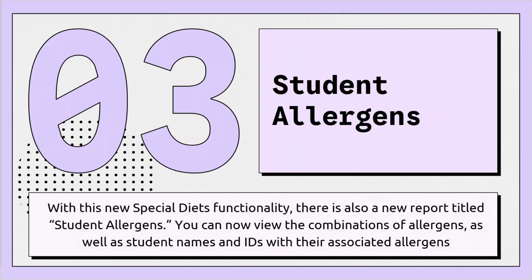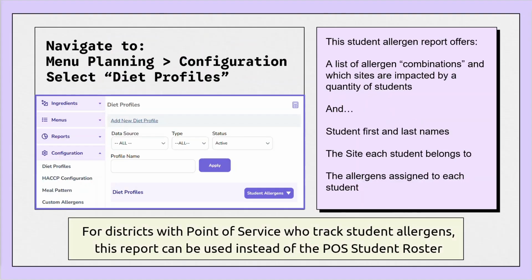Now in that diet profiles section, there is a report called Student Allergens. This allows you to view the combinations of allergens in your district and also gives detailed information regarding the students and their allergens. For districts using point of service in PrimeroEdge and tracking allergens for their students, this report gives you a place to get a full list of the students and just their allergen information. It's a little different from the POS roster report that you're probably accustomed to using for this purpose.